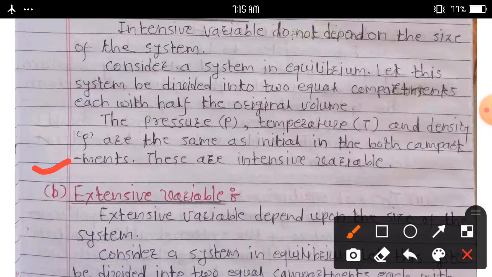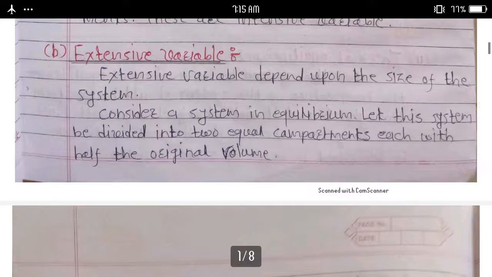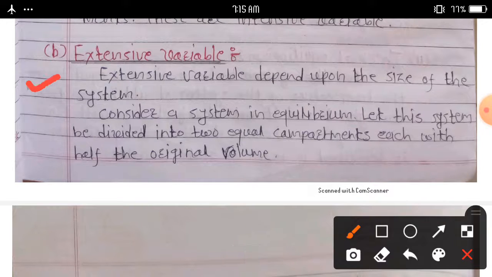Second one, extensive variable. What do you mean by extensive variable? Extensive variables depend upon the size of the system.